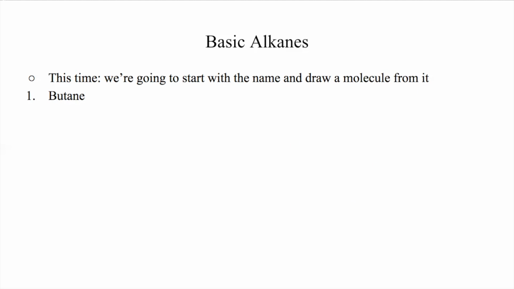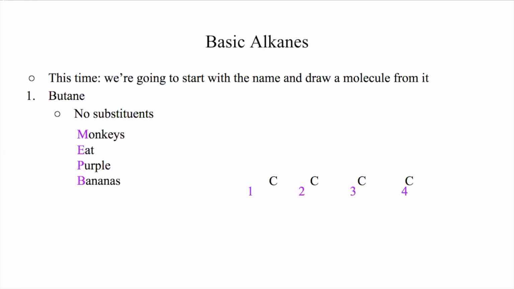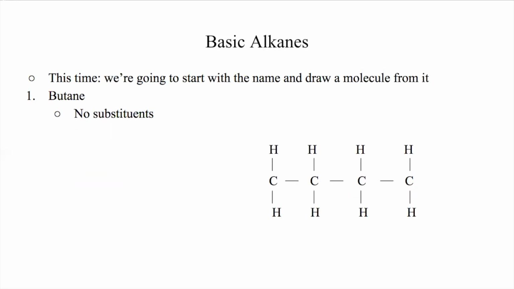First, we know from the root ane that there will be nothing but hydrogen and carbon atoms, like with all alkanes. Secondly, we know that there will be no substituents, because there's no number or prefix in the name. So, all we have to do is figure out how many carbon atoms there will be, then draw in the hydrogen atoms that must accompany them. The beginning of the name, but, tells us that there are 4 carbons. Remember, monkeys eat purple bananas. Now, we have all the information we need. We can draw our molecule just like this.